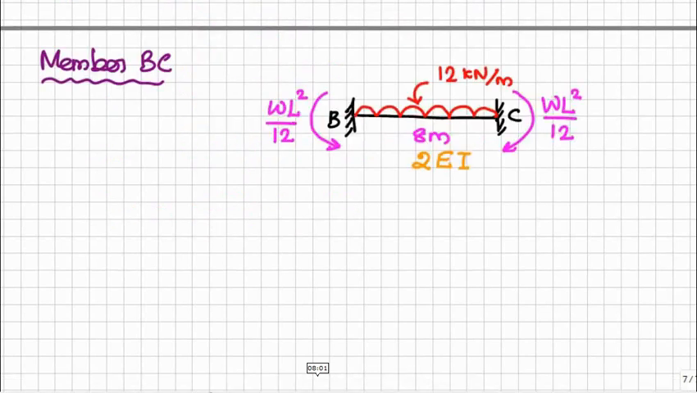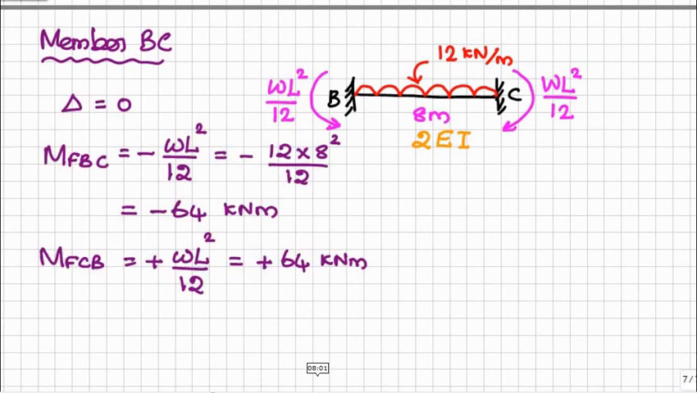Next we will consider member BC, and assume both supports are fixed to calculate the fixed end moment. Therefore, WL squared divided by 12 due to the UDL. But this section has 2 times EI stiffness, so we have to keep this in mind very carefully while writing the slope deflection equation. Here also delta is equal to 0. There is no relative settlement in supports. Therefore delta is equal to 0.